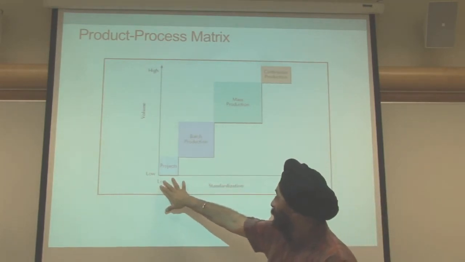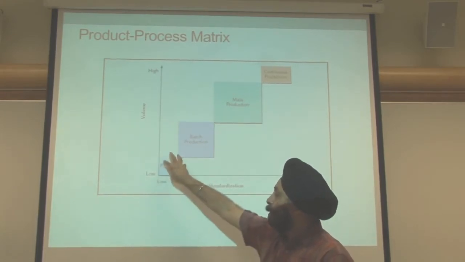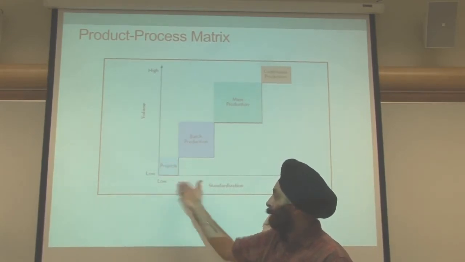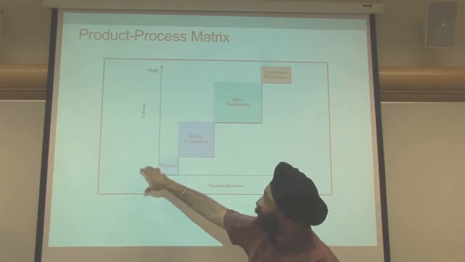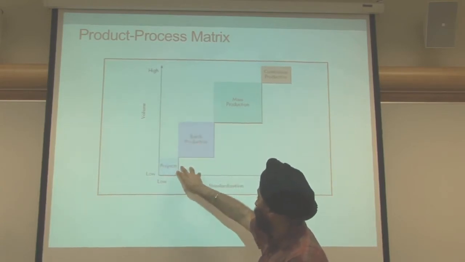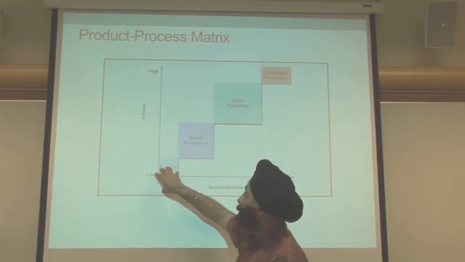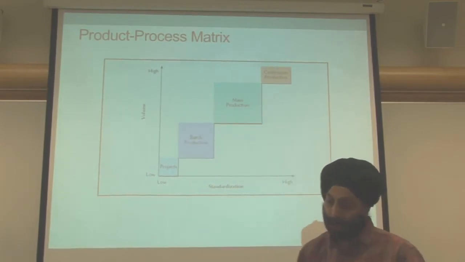In this case, you can see standardization is pretty low, as well as the volume is pretty low. So you have high variety over here. Low standardization means high variety. So projects are one of a kind, so extremely low volume. And then you have the batch production, where slightly more standardization, but higher volume as well. Then you have the mass production, and then continuous production in this case.